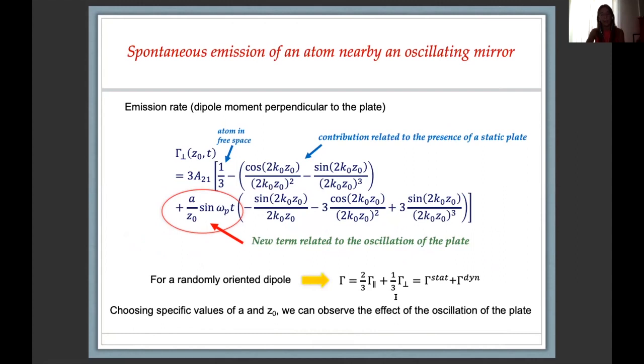And we find that it consists essentially of two parts: a static contribution, which is the usual contribution that we obtain when the mirror is at rest, and a dynamical contribution, which is the modification given essentially by the dynamical boundary. Okay, so choosing specific values for the oscillation amplitude and for the atom plate distance, we can observe the effect of the oscillation of the plate.